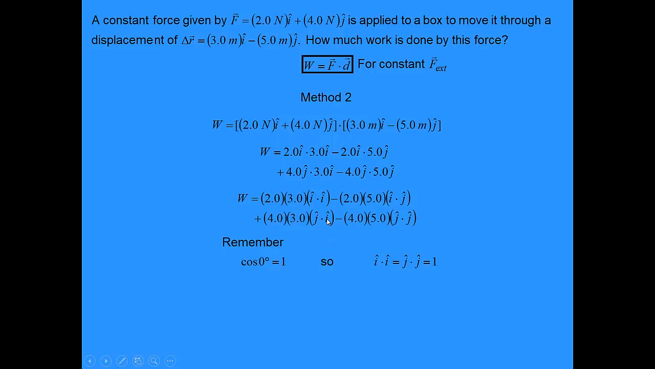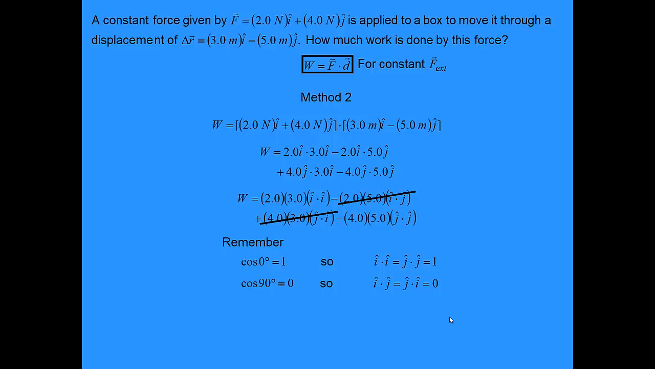On the other hand, J dotted with I and I dotted with J, well, what are the angles between I and J? Or if we had a K, I and K, or J and K? Well, those are all perpendicular components, and therefore their angle in between is 90 degrees. And the cosine of 90 is, of course, 0. There is no part of horizontal that is vertical, and there is no part of vertical that is horizontal. Right? So cosine of 90 is 0. So I dotted with J and J dotted with I is 1 times the cosine of 90, which is 0. So these two cancel out right away.